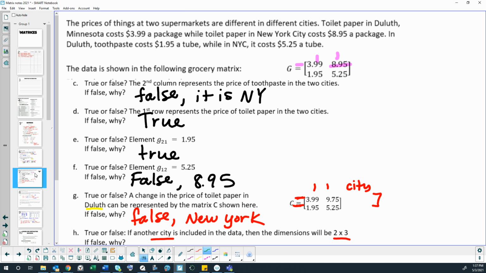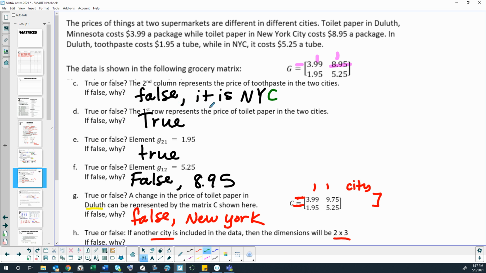In question 1, because this is all based on the same information. Okay, in letter C, true or false, the second column represents the price of toothpaste in the two cities. So the second column represents New York City, right? It is not the cost of toothpaste, that's the first row. So this says the second column, it's false because it's not toothpaste, it's New York City.